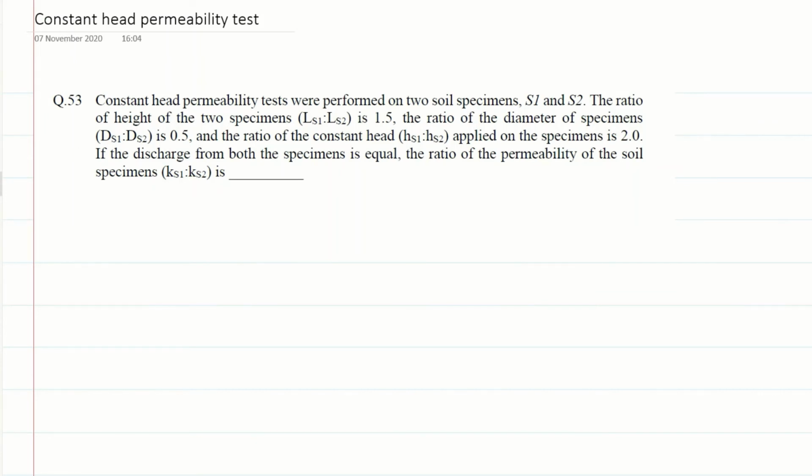So for calculating the permeability, we know the formula. They are actually asking you to find out the ratio of their permeability. So K1 by K2 is asked. So for calculating the permeability, the formula is QL by AH. So K is equal to QL by AH, where Q is the discharge, L is the length of the sample, A is the area of cross section and H is the head. So let me take the discharge is same on both the specimens.